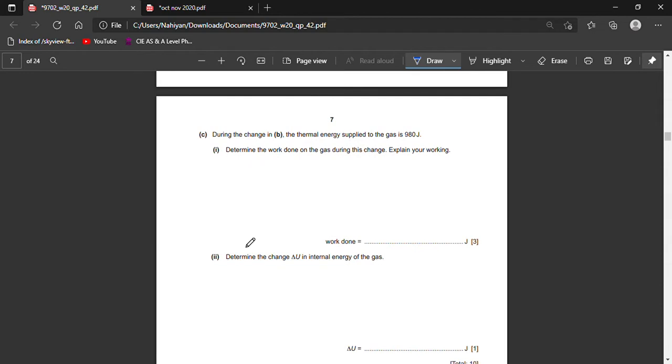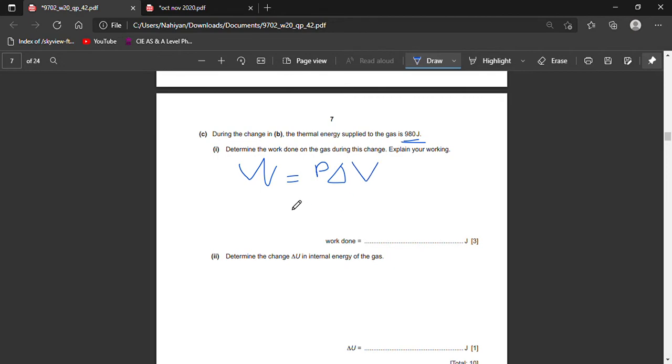So during the change in B, the thermal energy supplied to the gas. Okay, this is the energy supplied. Determine the work done on the gas during this change. So we know that work done is pressure, not divided by, multiplied by change in volume. We've learned this in AS also.